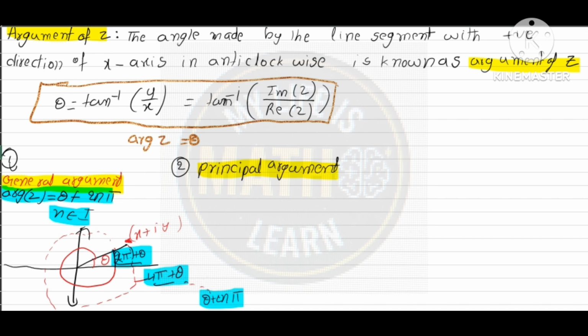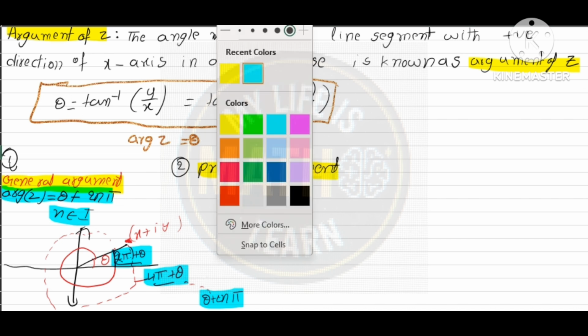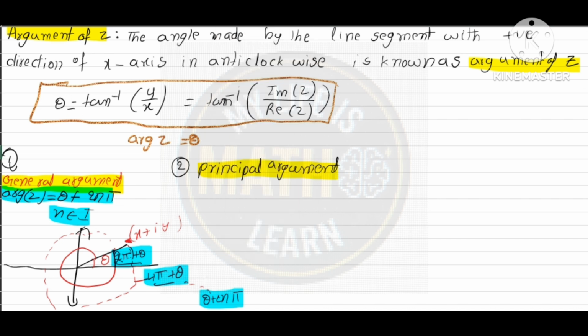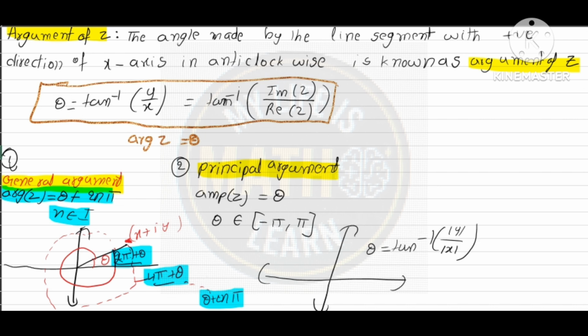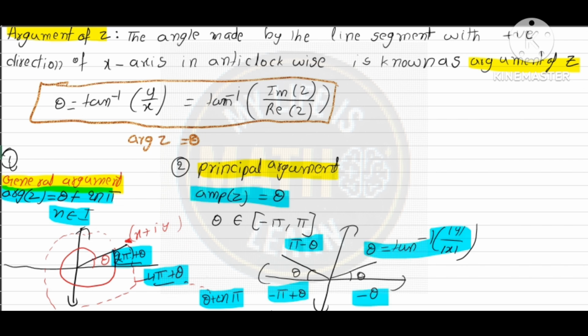The principal argument we can represent as the amplitude of z. The theta always lies between minus pi to pi; we can fix theta always between minus pi and pi. What is the graph? If theta is in the first quadrant, it is tan inverse of mod y by mod x, no problem. But if theta is in the second quadrant, we take pi minus theta. If theta is in the third quadrant, minus pi plus theta. If theta is in the fourth quadrant, minus theta.